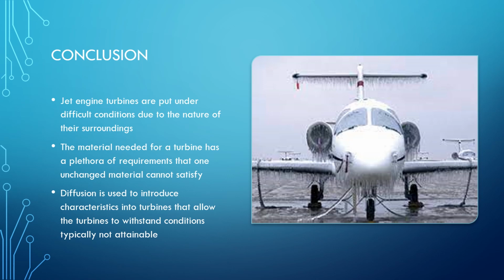Fortunately, materials can be altered to maximize the capabilities and durability of a jet turbine. Diffusion is used in order to strengthen turbines and allow them to withstand a greater range of conditions. It is clear that the topics discussed in class are vital in the production of turbine blades.